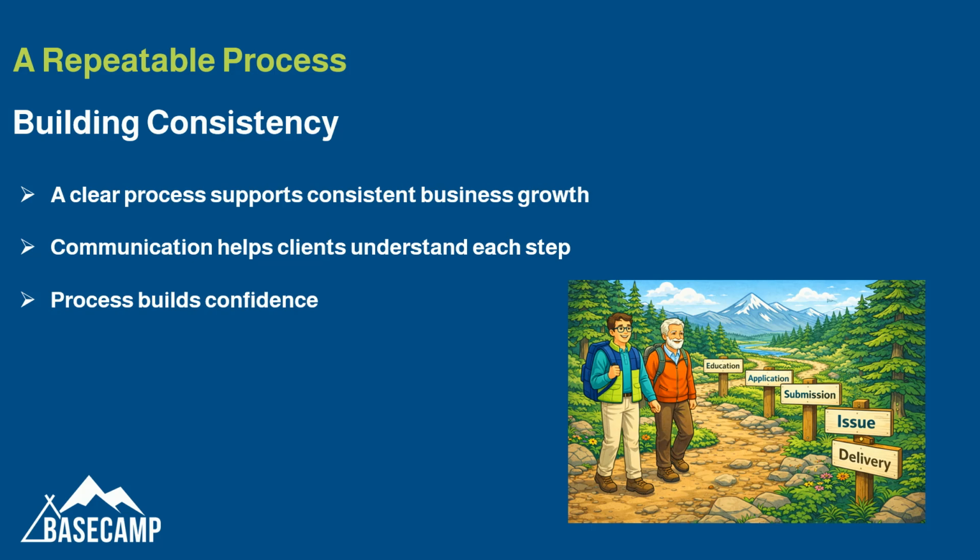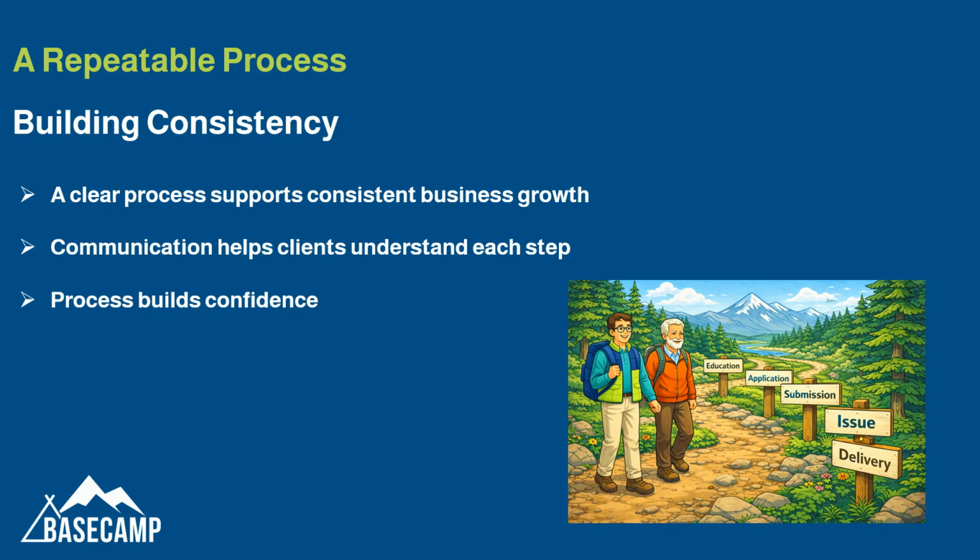When agents approach these conversations with a consistent framework, it can make the process easier for clients to understand as well. Rather than feeling rushed or uncertain about what comes next, clients can see how each step builds on the previous one. Clear communication along the way also plays an important role. Explaining what's happening at each stage, from the application, to the carrier review, to the final delivery meeting, can help clients stay informed and comfortable with the process.